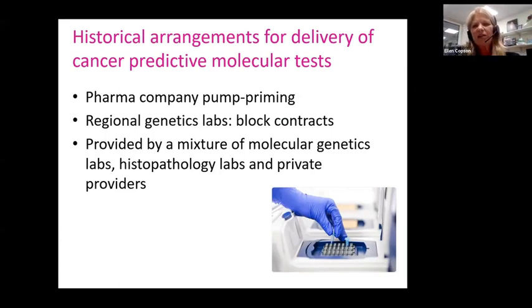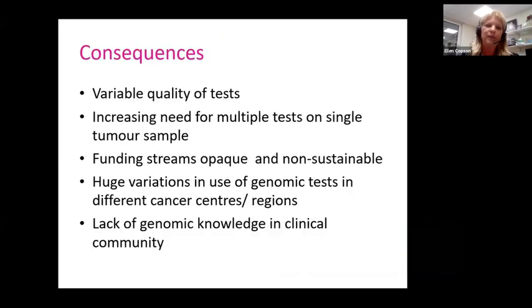They were usually reliant on the pharmaceutical company coming out with a companion test when they were trying to persuade us to start using these drugs. Then as oncologists started asking for the test, regional genetics labs would see that this was quite a good area to get some business from other places, and they would set up block contracts. So what happened historically is you had genomic tests being performed all over the place, in different laboratories, some commercial, some NHS, with different techniques and often different results as well.